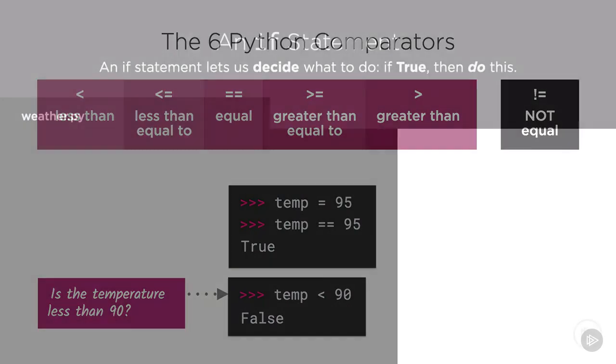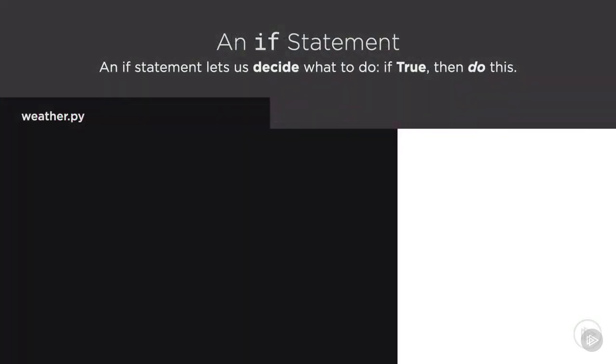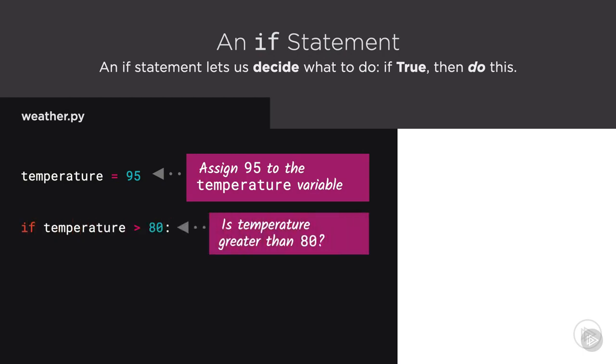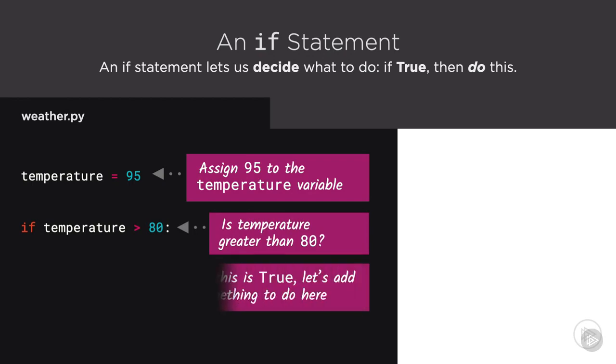Now, let's look at how these comparators are used inside an if statement to make a decision. An if statement lets us decide what to do. It's like saying, if this comparison is true, then do this. In our program, again, we'll set temperature to 95. Then we have the keyword if followed by a comparison. Is temperature greater than 80, which evaluates to True.